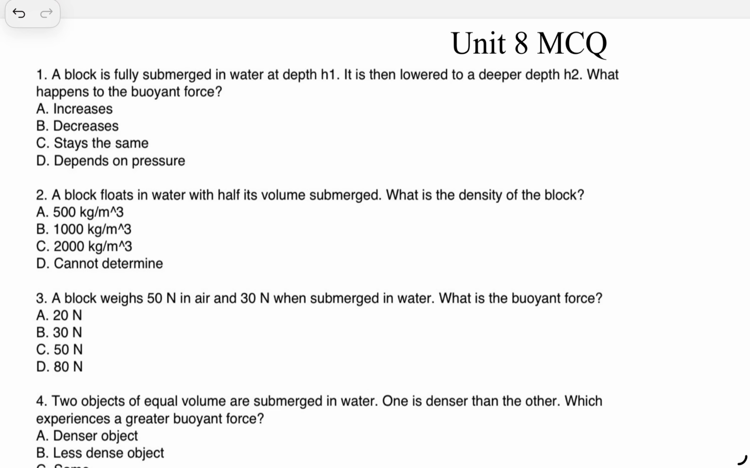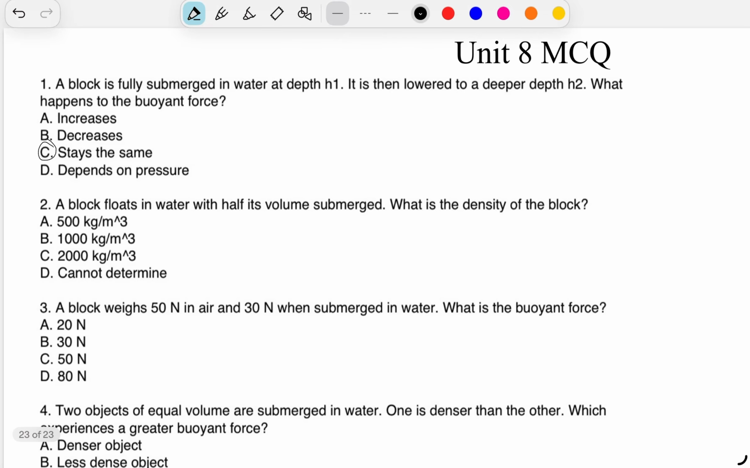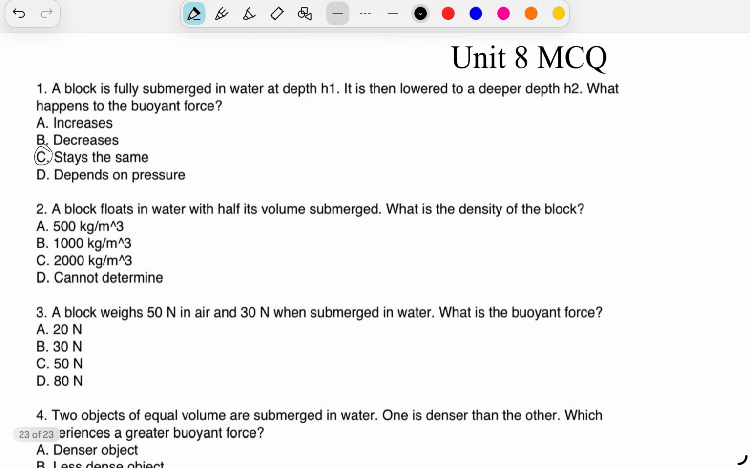A block is fully submerged in water at depth h1. It is then lowered to a deeper depth h2. What happens to the buoyant force? It's going to stay the same. People think that pressure increases with depth, so that means that buoyant force will increase.